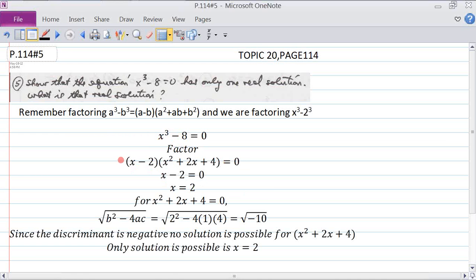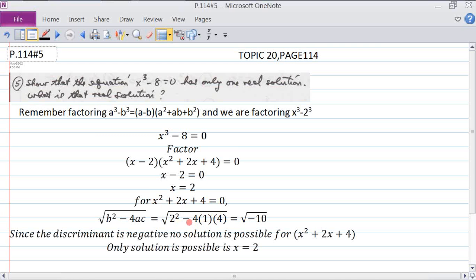Now, this can equal 0 or that can equal 0 in order for the overall x cubed minus 8 to equal 0. If x minus 2 equals 0, then x is 2. If we set this term, this quadratic, equal to 0, b squared minus 4ac turns out to be a negative number. Let's look at it. b is 2, minus 4, a is 1, the coefficient of x squared, and c is 4.